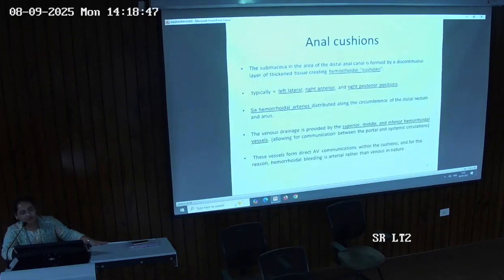What are anal cushions? Anal cushions are also known as hemorrhoidal cushions. There are 3, mainly left lateral, right anterior and right posterior, and they are also associated with 6 hemorrhoidal arteries. Main arteries are superior, middle and inferior rectal arteries. These run along with their venous drainage, that is superior, middle and inferior hemorrhoidal vessels.